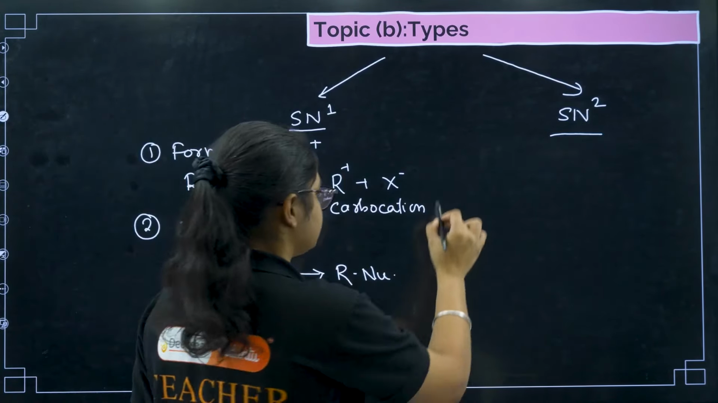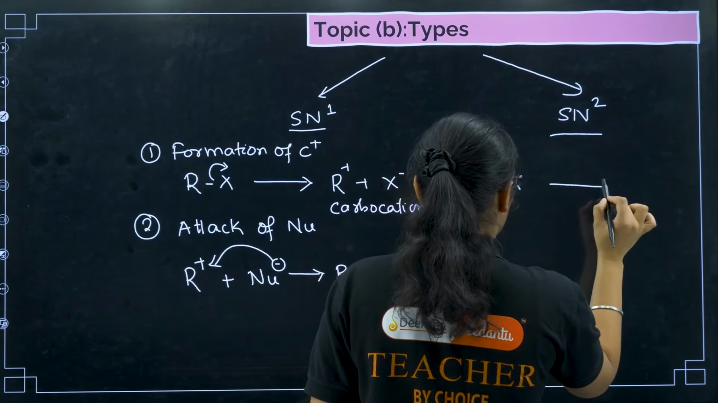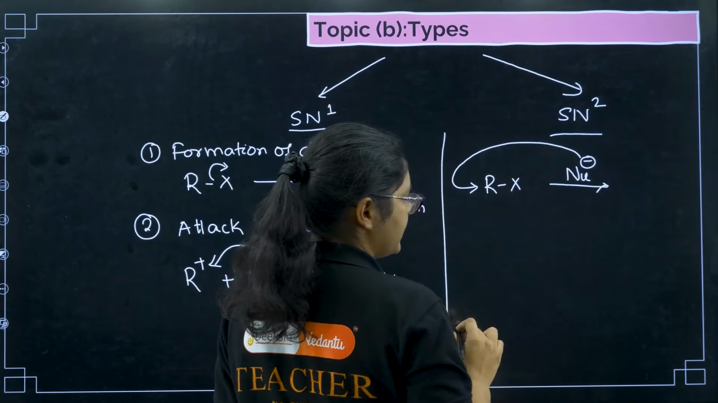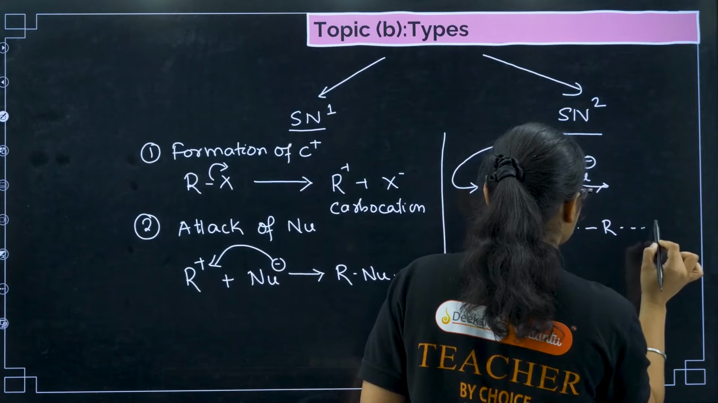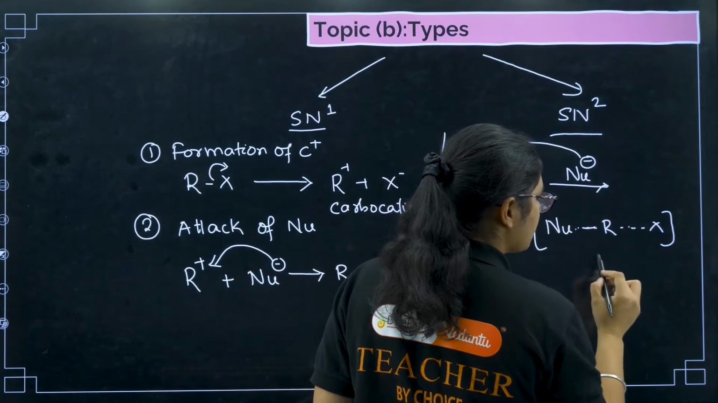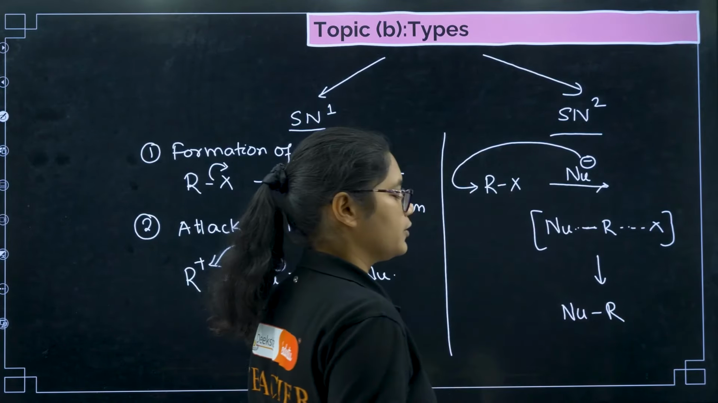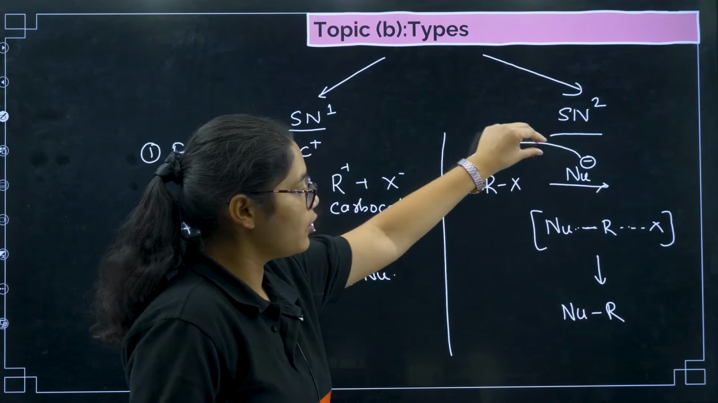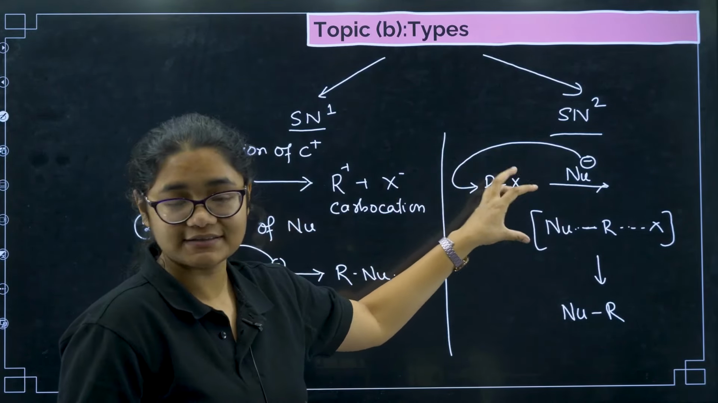Now in case of SN2, what happens? In case of SN2, you have RX and here we have the nucleophile. The nucleophile attacks from the opposite side, and we get a transition state like this. Nucleophile is there, R is there, X is there. This is a transition state, where this bond is forming and this bond is breaking. So I will get Nu-R. Here the nucleophile always attacks from the back side. It cannot attack from the front side because X is there, hindrance is there.